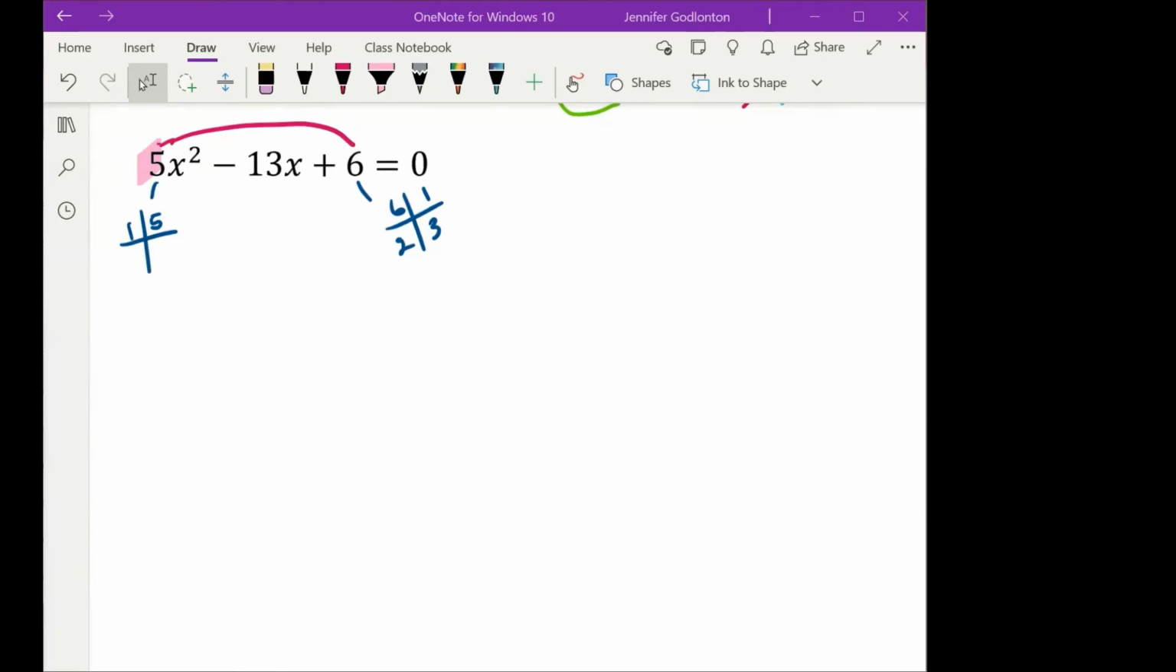Ma'am, I'm not sure if I'm correct, ma'am, but our answer is allowed to have a fraction. Yes, your answer is absolutely allowed to have a fraction.